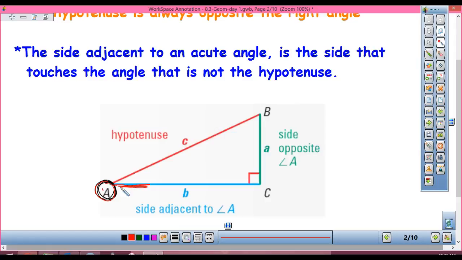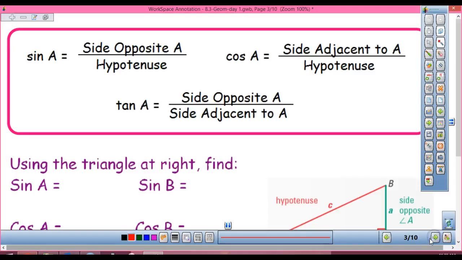Okay? It would be opposite if we're talking about B, because then I'm looking at B up here. My side that's opposite B would be side B, right? And my side that's adjacent to it or hooked to it would be side A. So it all depends on which angle we are looking at. All right.